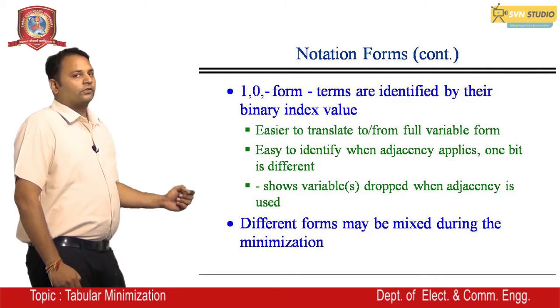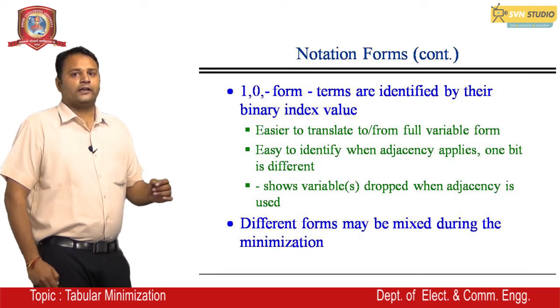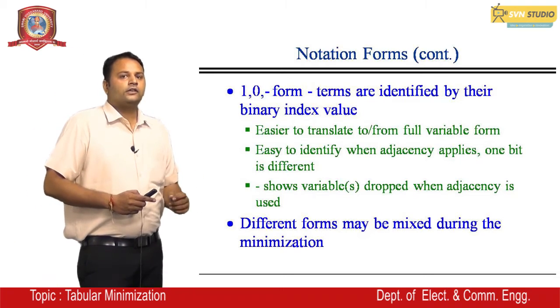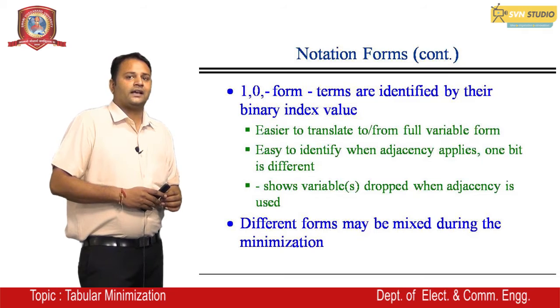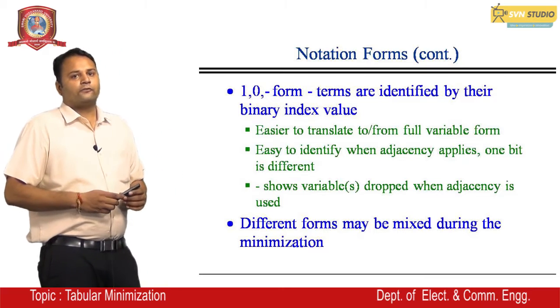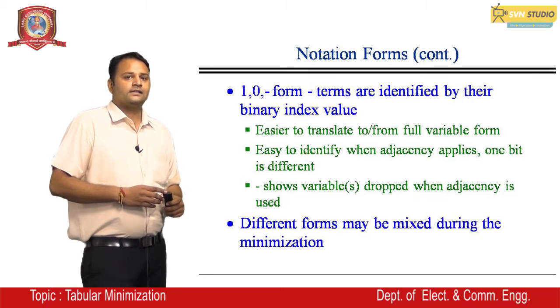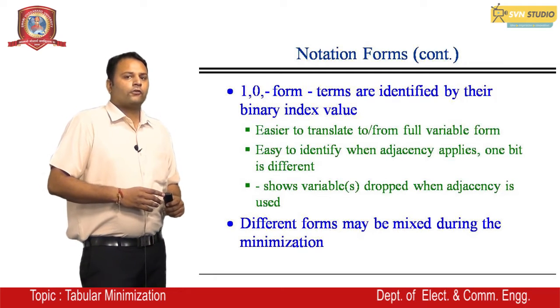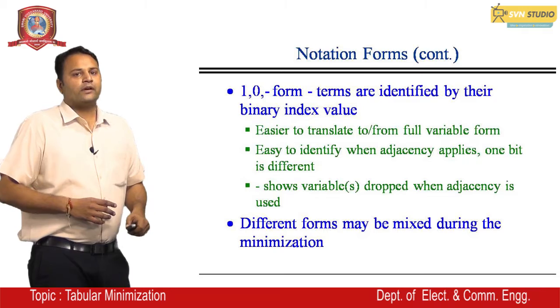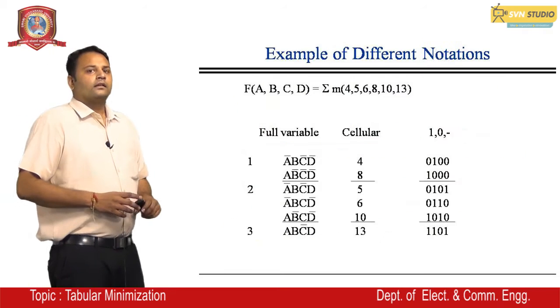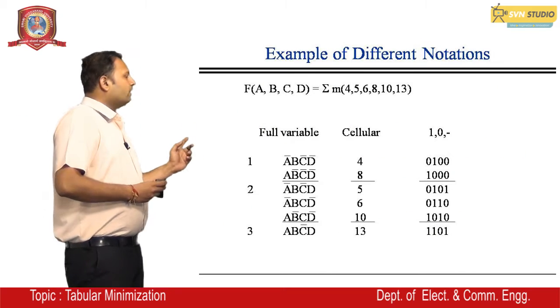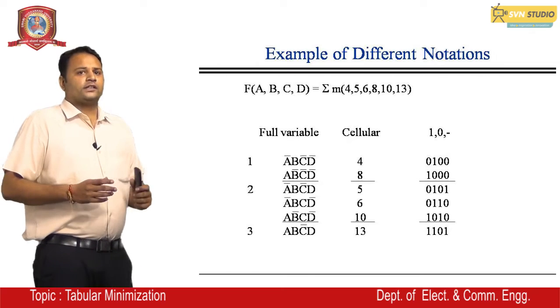They are easy to translate to full variable form. They are easy to identify when adjacency applies, as one bit is different from the other. It shows the variable dropped when adjacency is used. Different forms may be mixed during the minimization. So we take a first example of different notations.